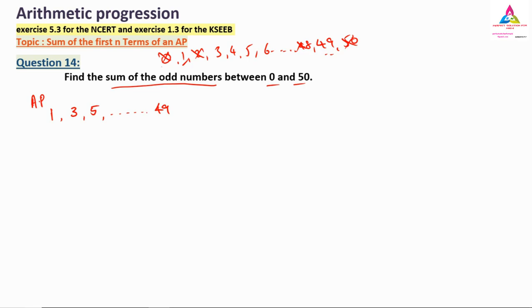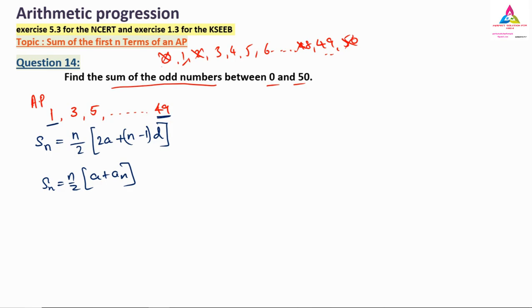Now the question arises here. One thing you remember, you can find it directly. So how can you find it directly? You have to write down Sn equals n by 2 into (2a plus (n minus 1) into d). You can go with this formula. Or, since they have given the first term and the last term also, you can go with one more formula, that is Sn equals n by 2 into (a plus an). This formula is also valid for this question.